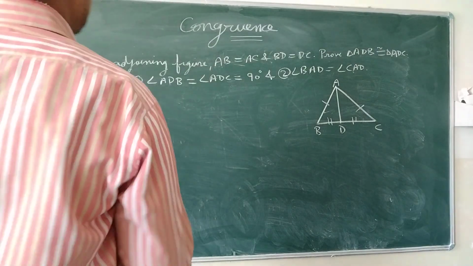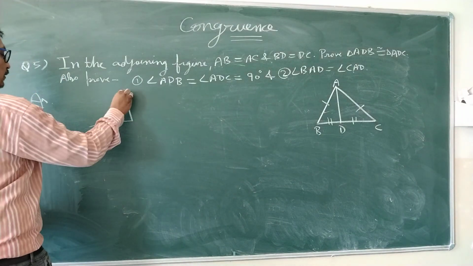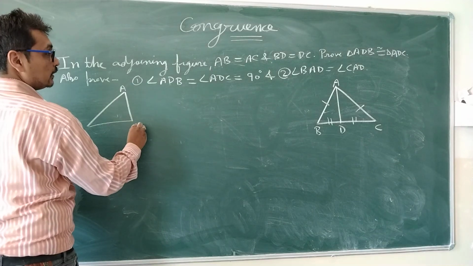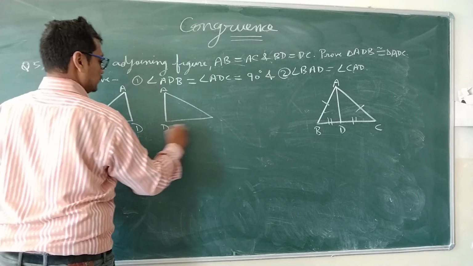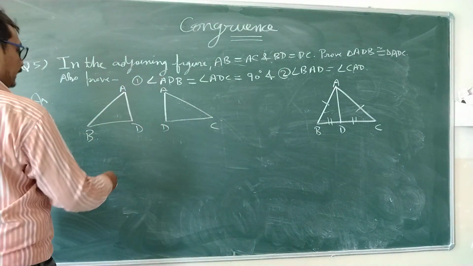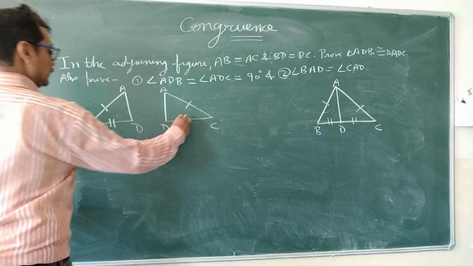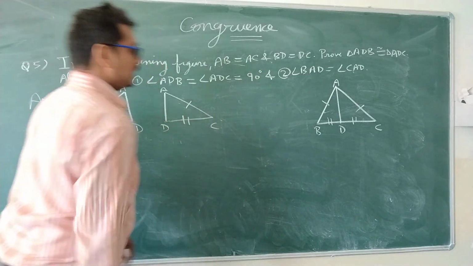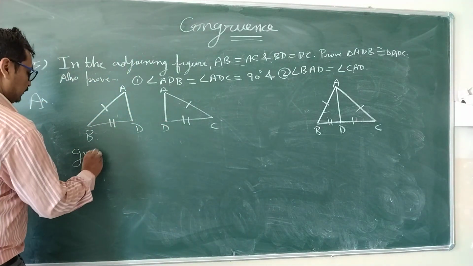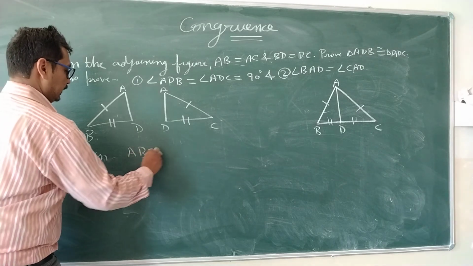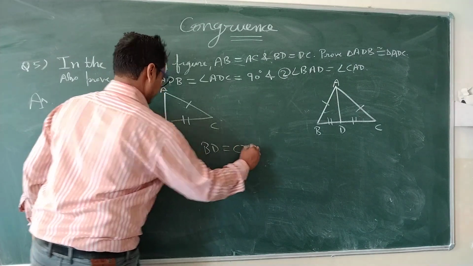In the adjoining figure, AB is equal to AC and BD is equal to DC. Suppose I am dividing it into two parts. This is my first triangle ADB and this is my second triangle ADC. It was given AB is equal to AC, BD is equal to DC. We have to prove triangle ADB is congruent to triangle ADC. What was given? AB is equal to AC and side BD is equal to CD.